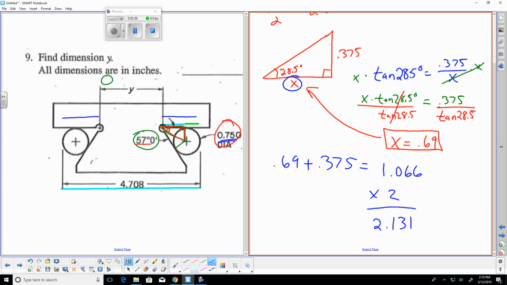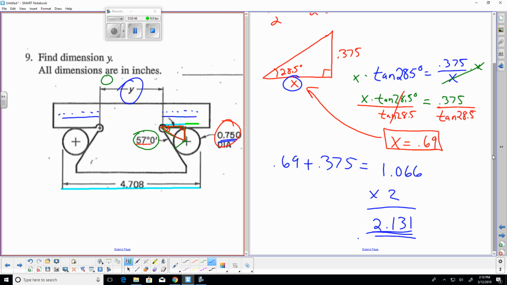Okay, all right. So now I'm in good shape because I have my two blue sections over here. I got this blue section right here, and I have this blue section right there, and that's equal to this 2.131. So now if I want this y value, I'm going to take this big long guy, and I'm going to take away this blue guy and this blue guy, and what do you know, that should line up perfectly. And that should be exactly what I want for my y.